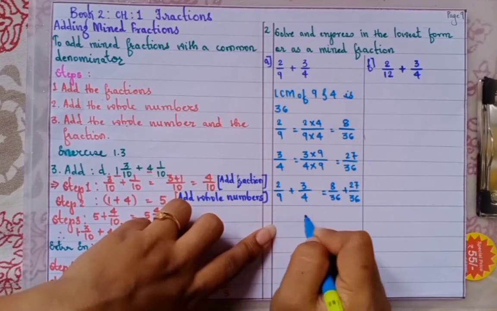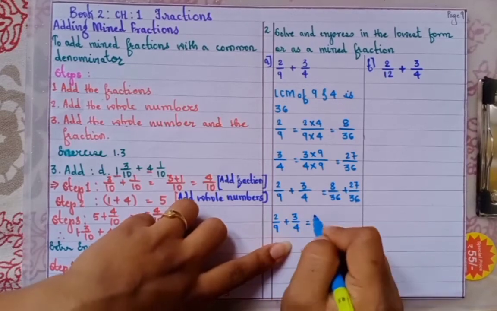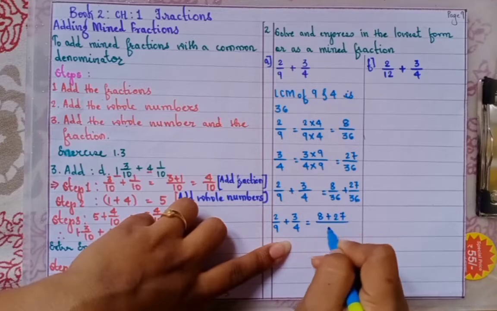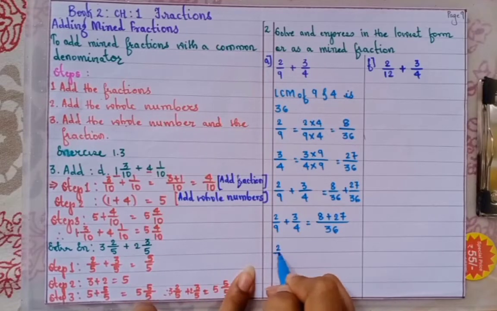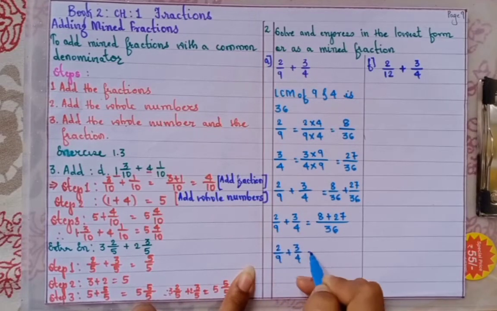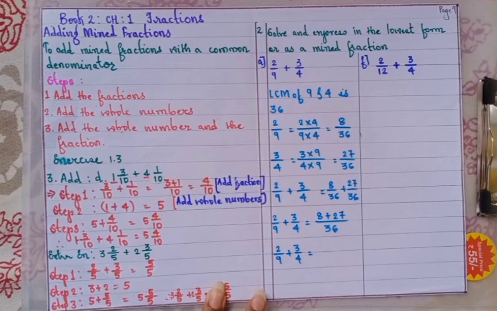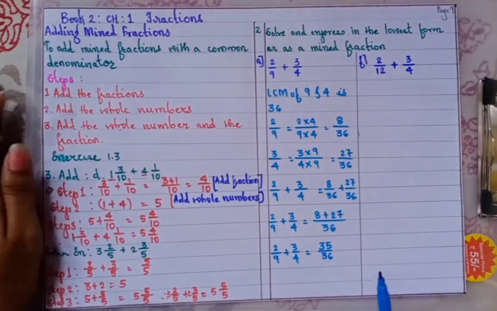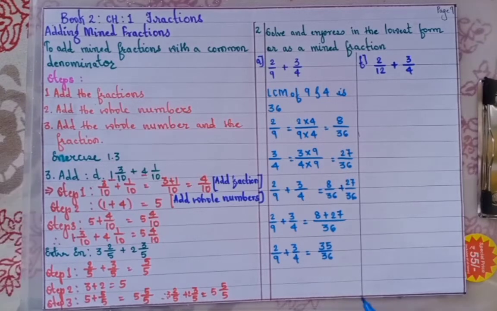So let's add them together. 2 by 9 plus 3 by 4 will further become 8 plus 27 divided by 36. Therefore, 2 by 9 plus 3 by 4 equals 27 plus 8 is 35 by 36. It is not further divisible by any other number other than itself, isn't it? So we are not going to reduce this to the lowest term, and already it is a proper fraction. If the answer obtained is an improper fraction, we have to convert it to a mixed fraction. Okay, so this is our answer.